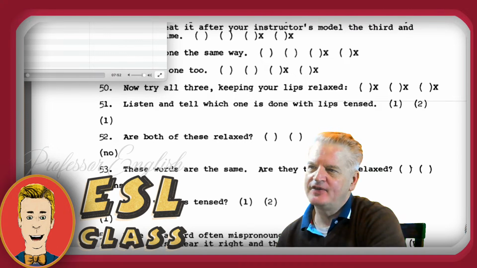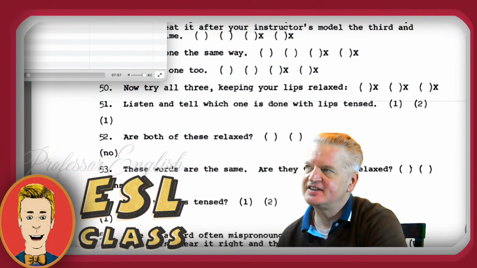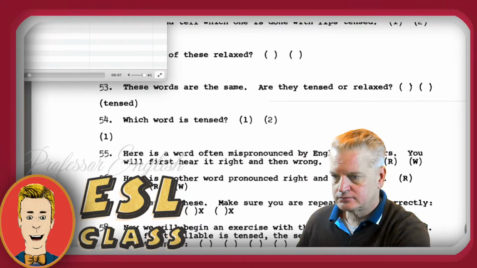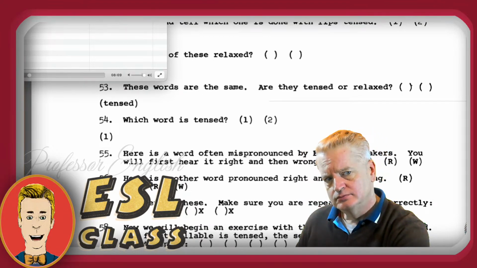52, Are both of these relaxed? Stadt, Start. 53. These words are the same. Are they tensed or relaxed? Stadt. Those are tensed. 54. Which word is tensed? 1 or 2? Number 1. Stadt. Number 2. Start.